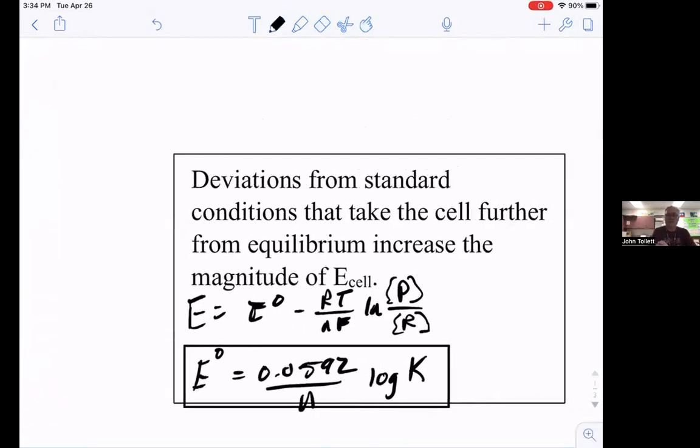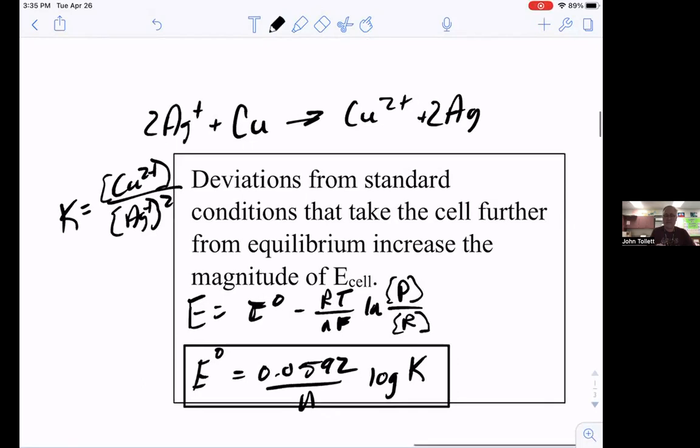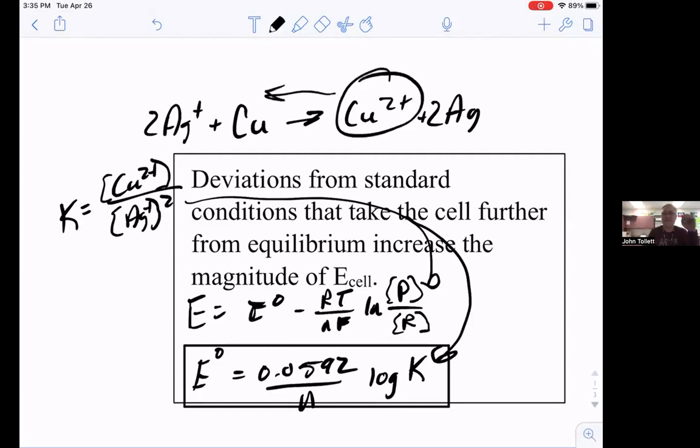There we go. In this case, I had copper going to copper ions, and I had silver ions going to elemental silver, with my coefficients of 2. My K value for this, or my Q value, would be my concentration of my products divided by my concentration of my reactants, and this would, of course, be squared. So that could be subbed in for this down here, or if I knew I were at equilibrium, for this down here. If you increased the concentrations of the copper ions, it would cause it to shift back this way, giving you less voltage, which kind of makes sense.